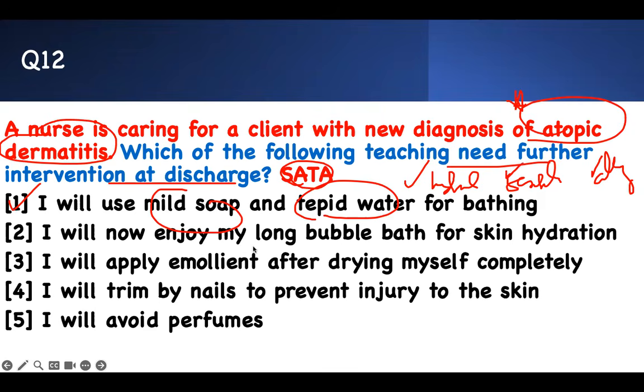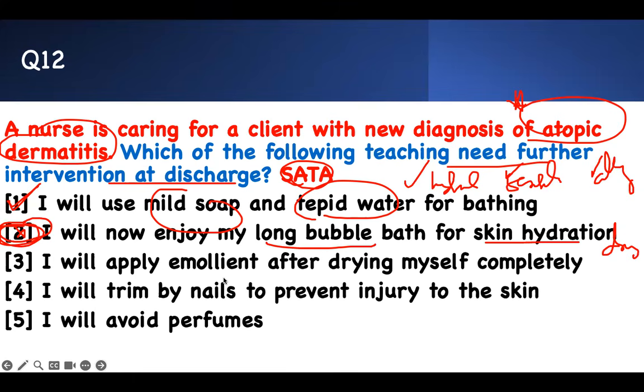I will now enjoy my long bubble bath for skin hydration. This is a trap. If you take a long bubble bath, your skin gets dry. No hydration. So you get into trouble. So the question says, which of the following needs further intervention at discharge? So this, you need intervention. This is good. So we need intervention here.